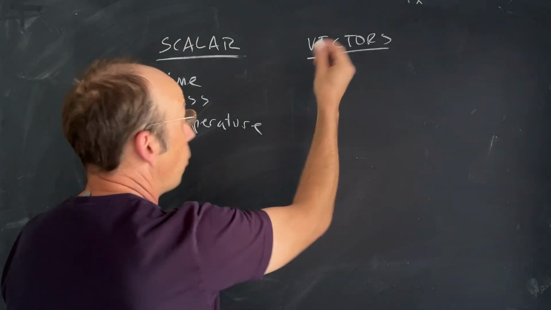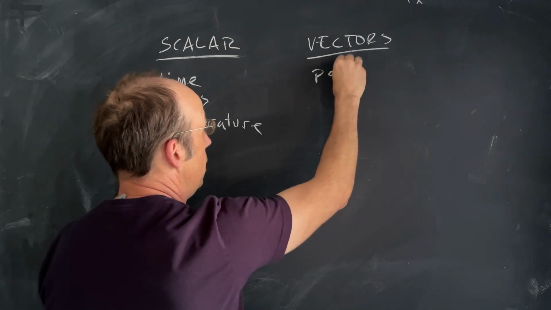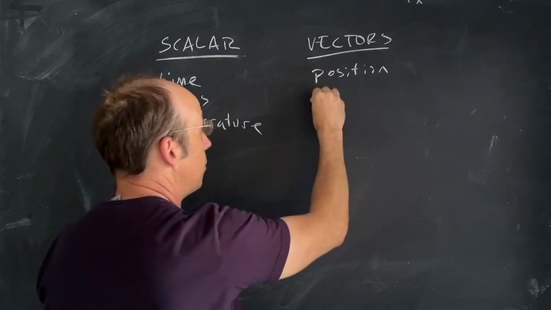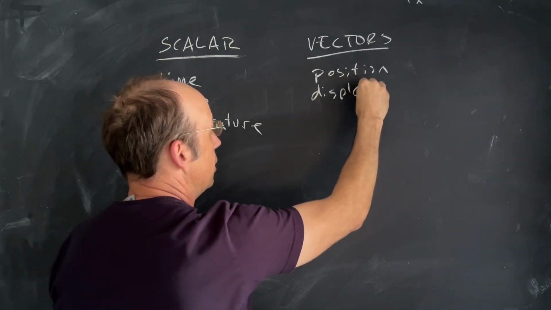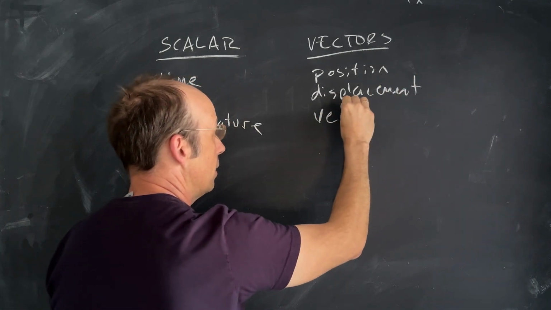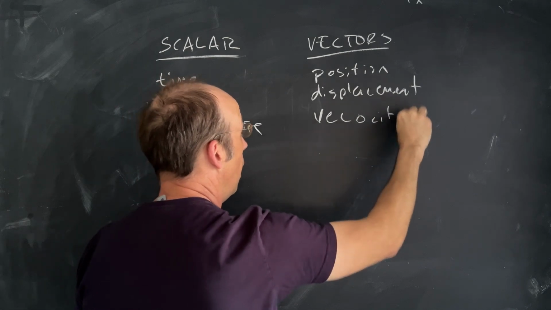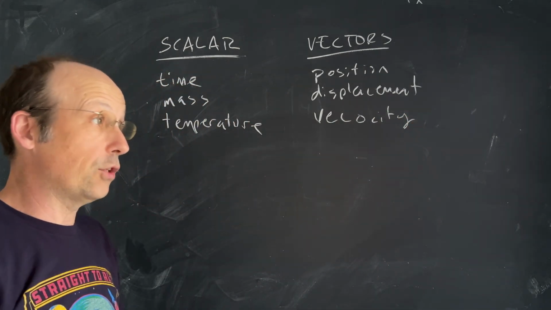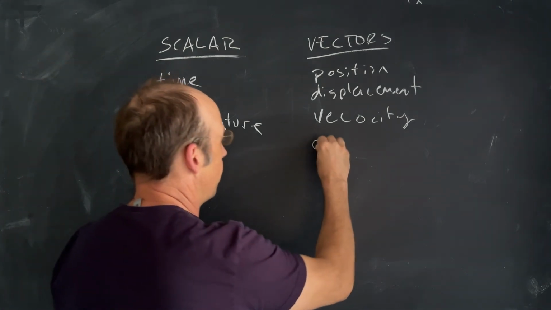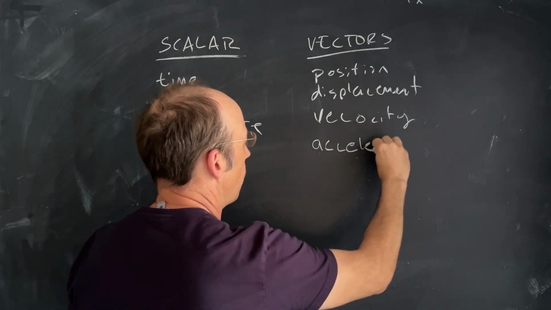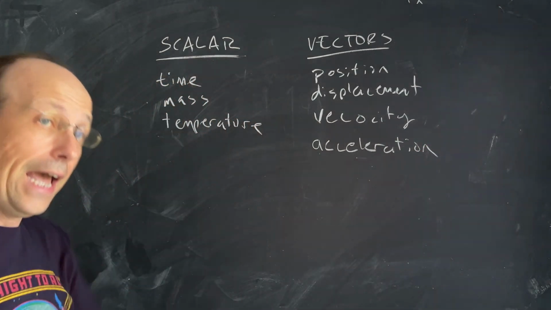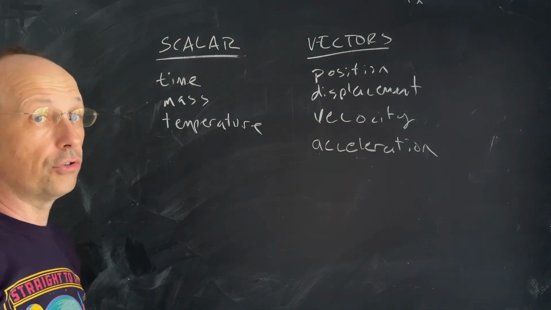But for vectors, the ones we're going to look at so far are position, that matters, where you are, displacement, which is a change in position, velocity, right? If I go 20 miles an hour west and 20 miles an hour east, something different is going to happen. And then acceleration. These are some that we're going to look at, but there are, of course, more. But those are all vectors. They have direction associated with them.